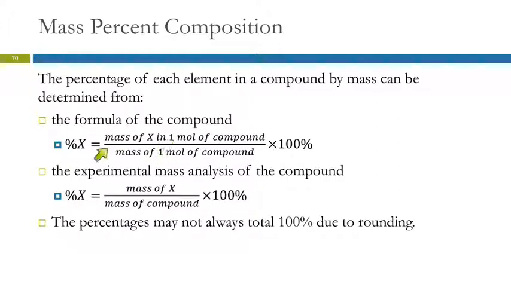So you choose 1 mole of the compound, you figure out the mass of your element in 1 mole of the compound, divide by the mass of 1 mole of the compound. That is the molar mass. Multiply by 100, and you're done.